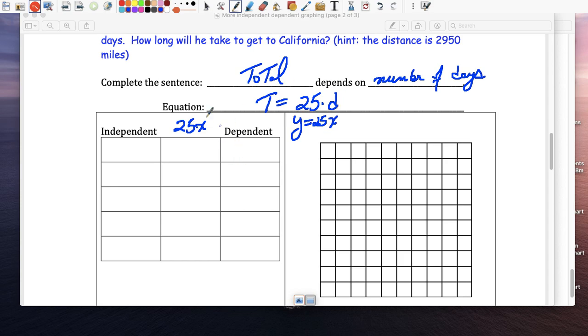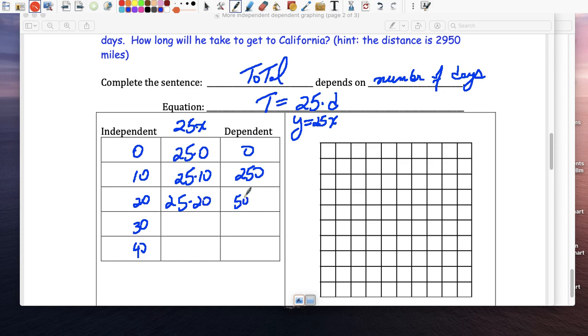Let's just represent this scenario. We can do it by 10. It's not going to be enough, but let's just do by 10. So 25 times 0, obviously it doesn't work any day. That's just 0. 25 times 10 days would be 250 miles. 25 times 20 days, that'd be 500 miles. 25 times 30 days would be 750 miles. And 25 times 40 days, at 40 days he'd be at 1,000 miles. Oof.